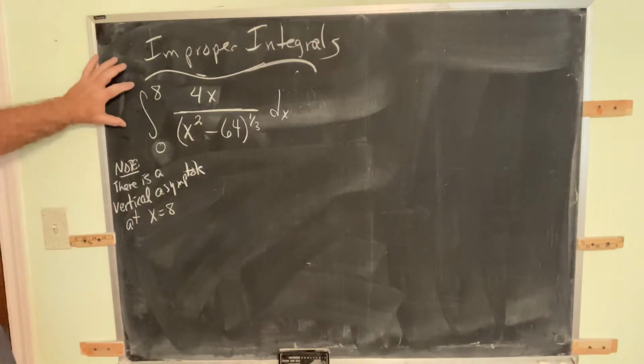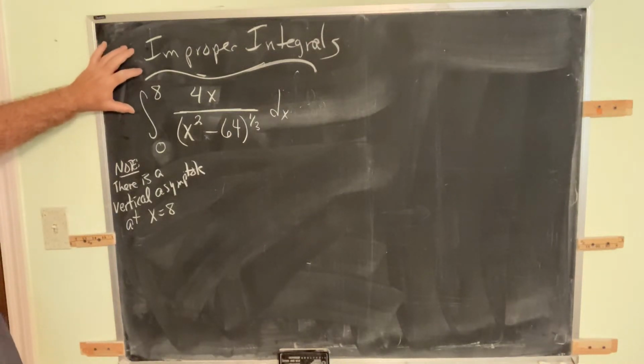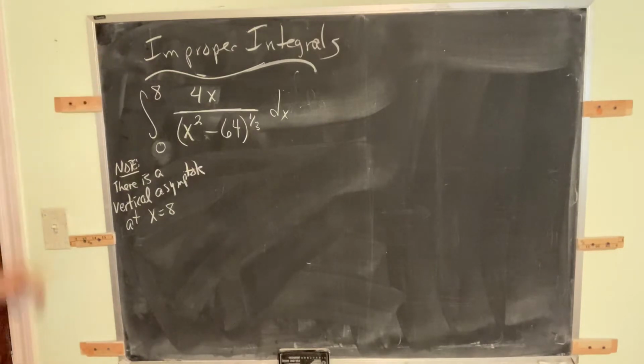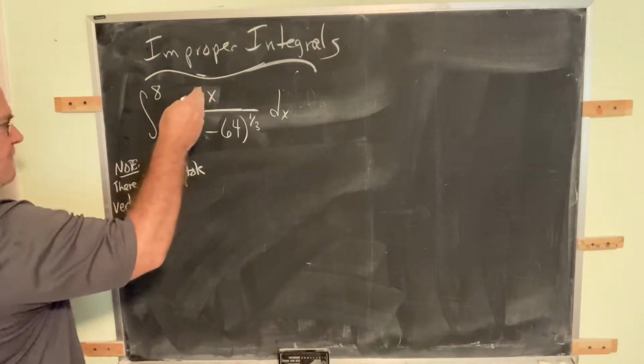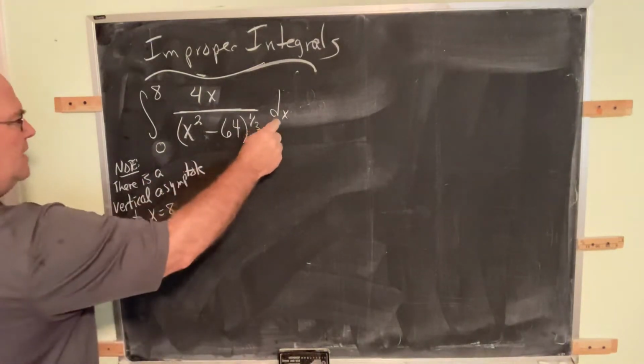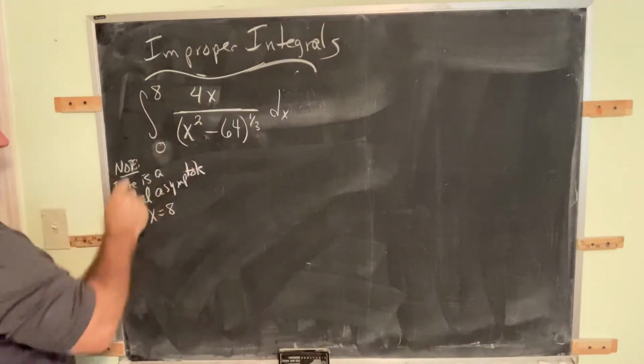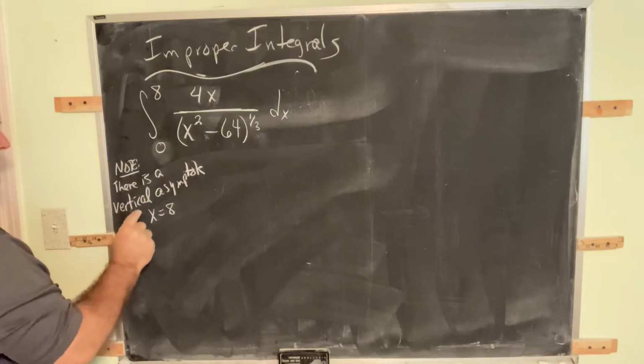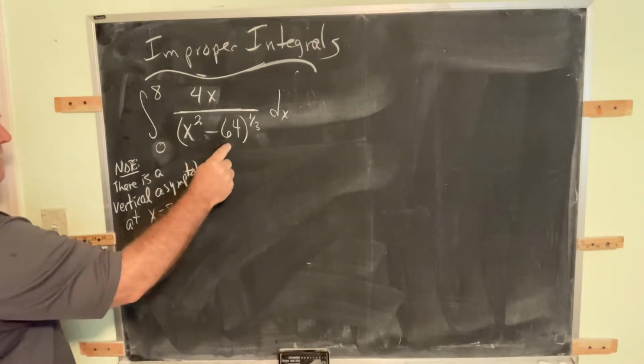Let's see if we can run through an example of this second type of improper integral. So I have the integral of 4x over (x squared minus 64) to the 1/3 power, dx. Notice, and I have a little side note here, there is a vertical asymptote at x equals 8.